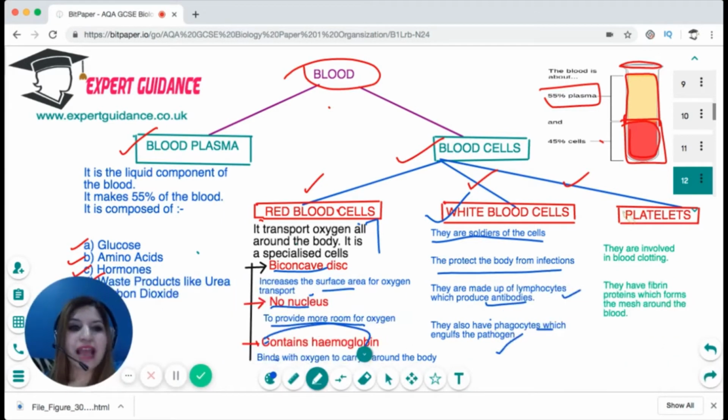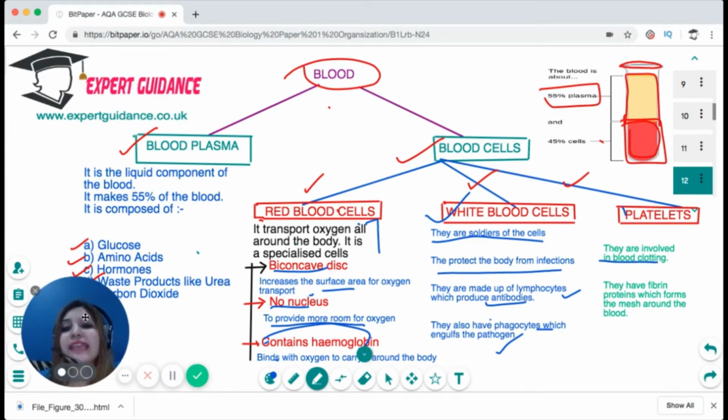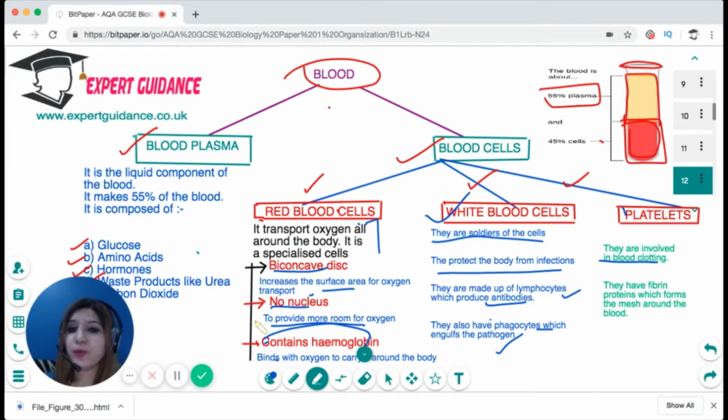And then we have the platelets. They are involved in blood clotting. They have fibrin proteins, which form a mesh around the blood and prevent excess blood from flowing out by forming a clot. So I hope you will remember the different cells and their functions, the function of the blood plasma, and the different components of the blood.